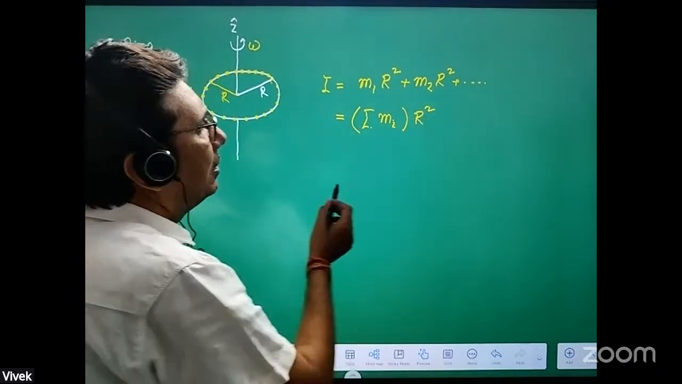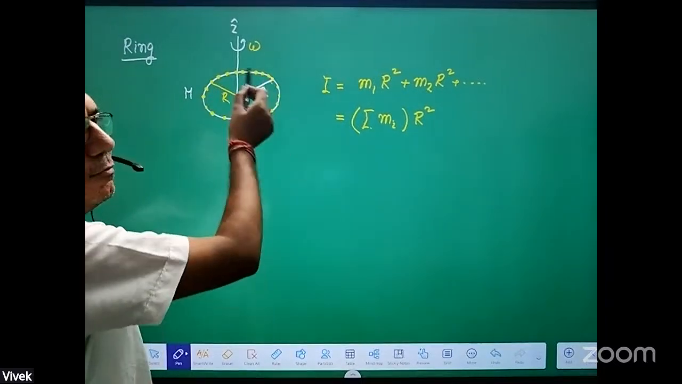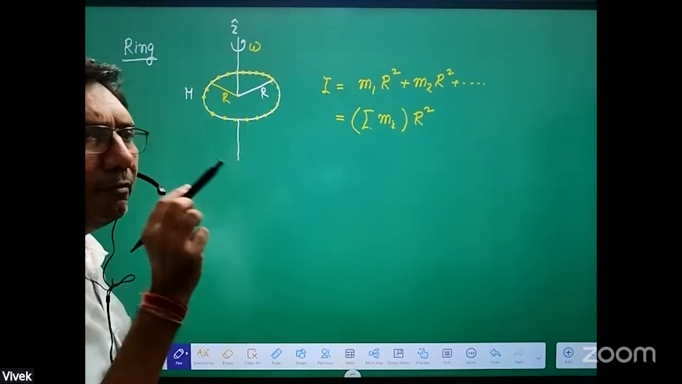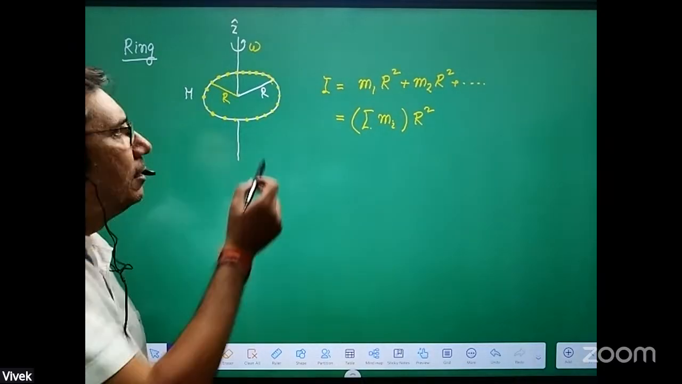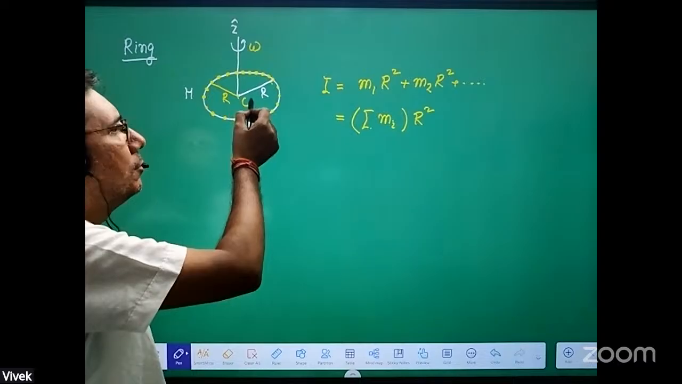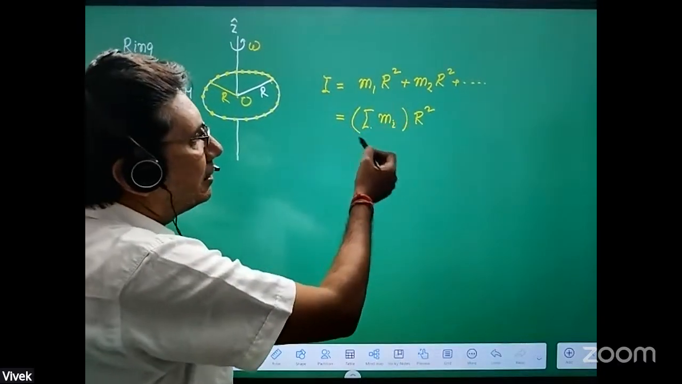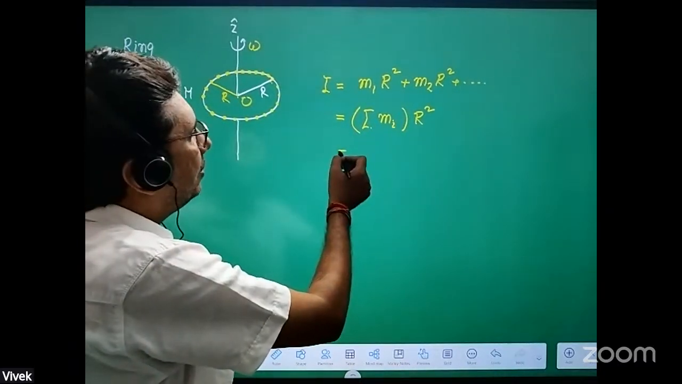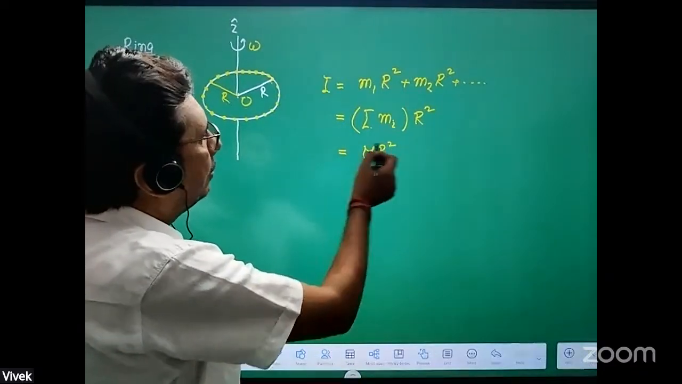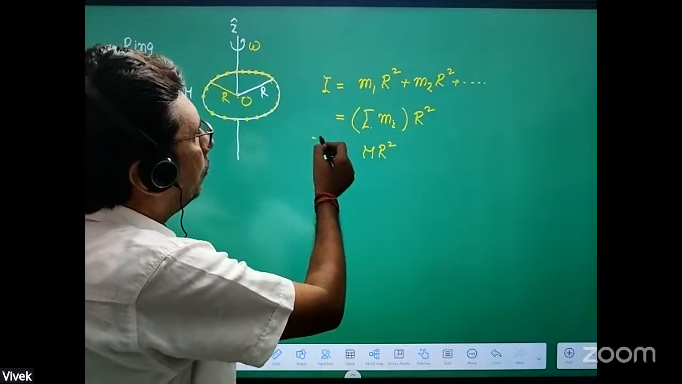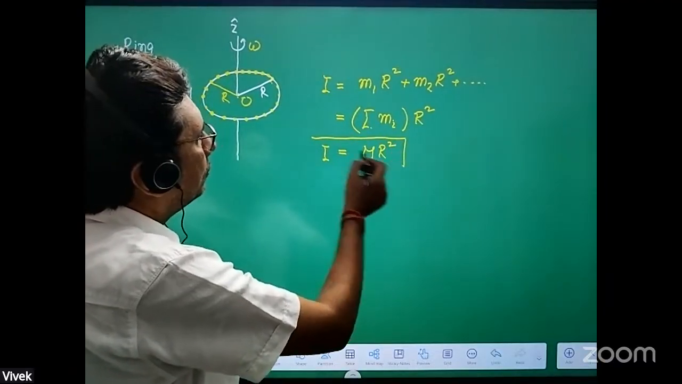is common. Sigma mi, what is the mass of the complete ring? Because each and every particle of the ring is at a distance r from the center O, automatically this sum of mass will be equal to the mass of the ring, and it will be mr square. So for the ring, moment of inertia will be mr square.